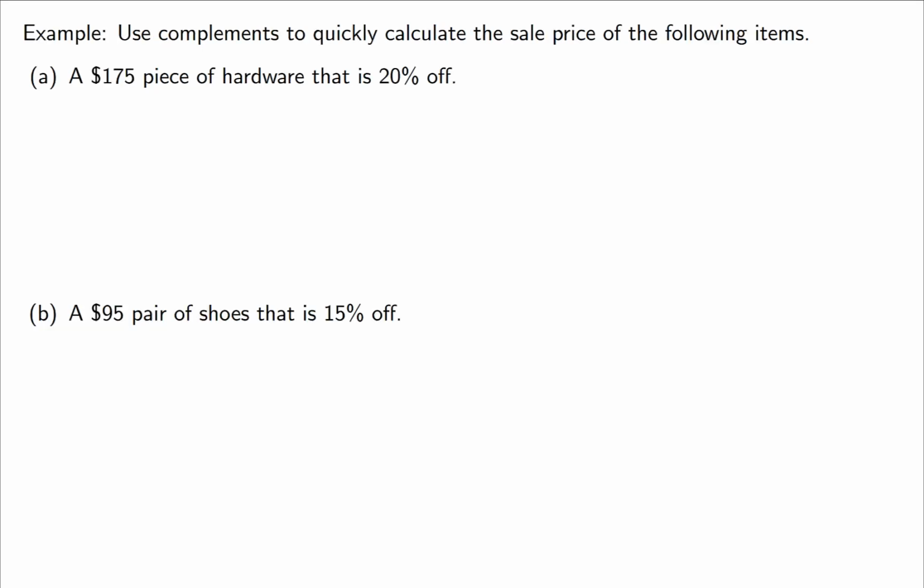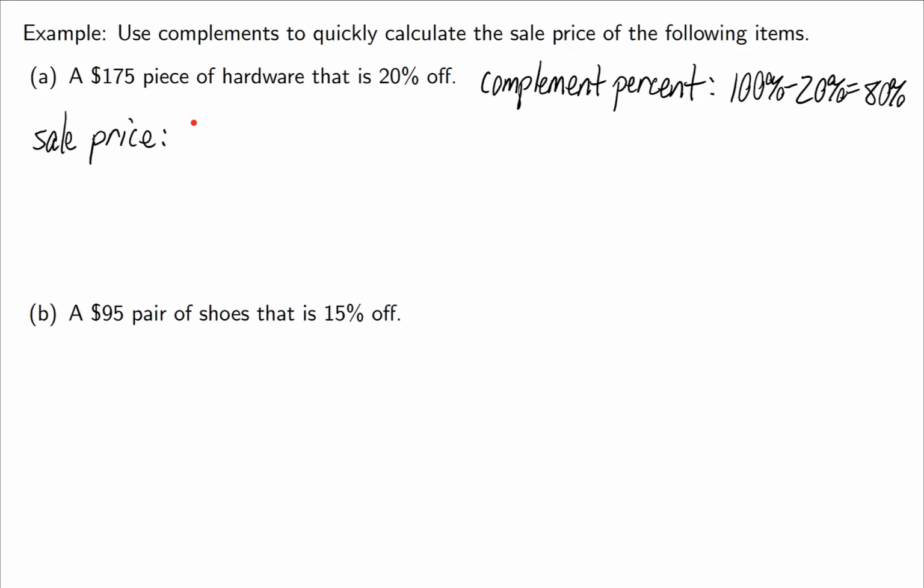Let's try to do this quickly. A $175 piece of hardware is 20% off, and we want to know the sale price. Let's calculate the complement percent first, which is simply going to be 100% minus 20%, which is 80%. And honestly, you don't need for me to calculate this for you. You can kind of just say, oh, 20% off is 80% remains. That's the idea of the complement percent. So then, the sale price is quick and easy. You do 175, the original price, times the 80%, which I converted to a decimal here, and I get that the sale price is $140. One step, that's how much you would have to pay when it's 20% off.